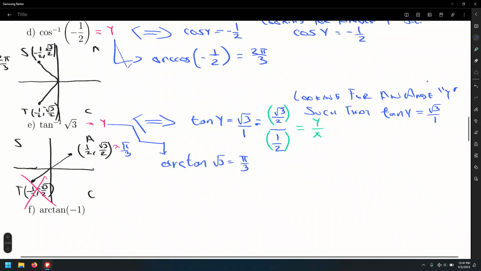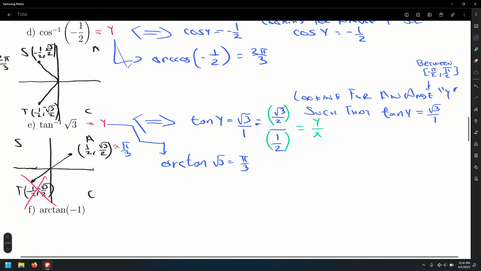An angle between, I forgot that part, between negative pi over 2 and pi over 2. And yes, indeed, from the picture, we can tell that pi over 3 is an angle within negative pi over 2 and pi over 2. All right? I know this one was a little tricky.